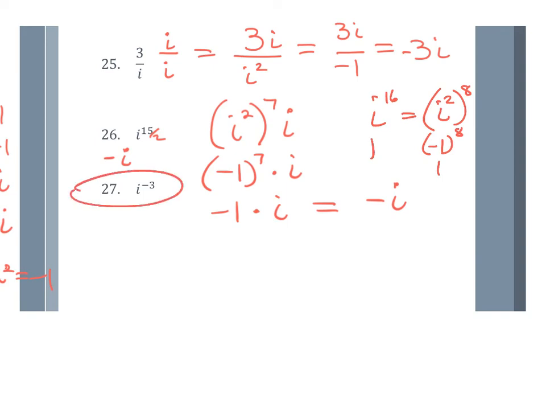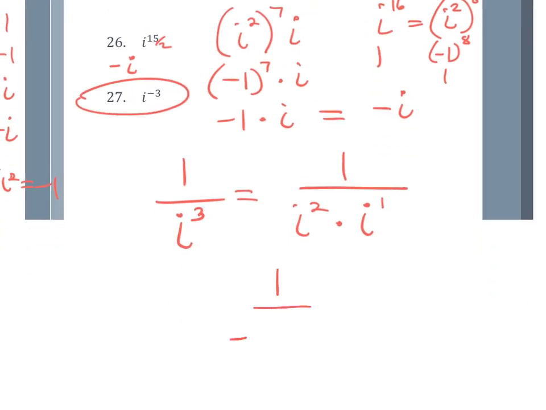Now, remember negative exponents? Remember, it turns it into a fraction. So I'm going to move the whole thing underneath a 1, make the exponent positive, and now I have to simplify i to the 3rd. So again, I'm going to break it apart into an i squared times an i, because remember, you add exponents when you multiply. And then if you recall, i squared is -1 times the i, and now I have 1 over -i.